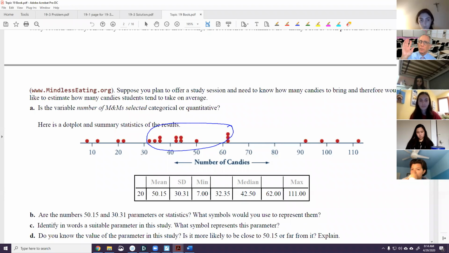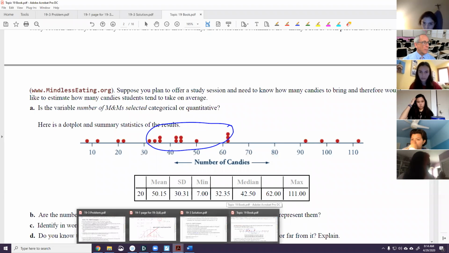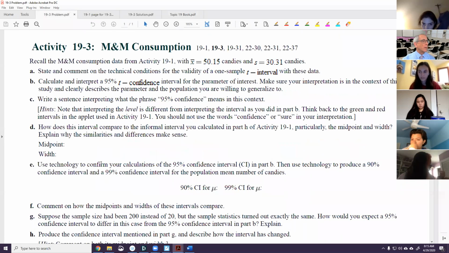Yes. Okay. I'll leave it at that. Then let's look at the next part of the problem. Calculate and interpret a 95% T confidence interval for the parameter of interest.